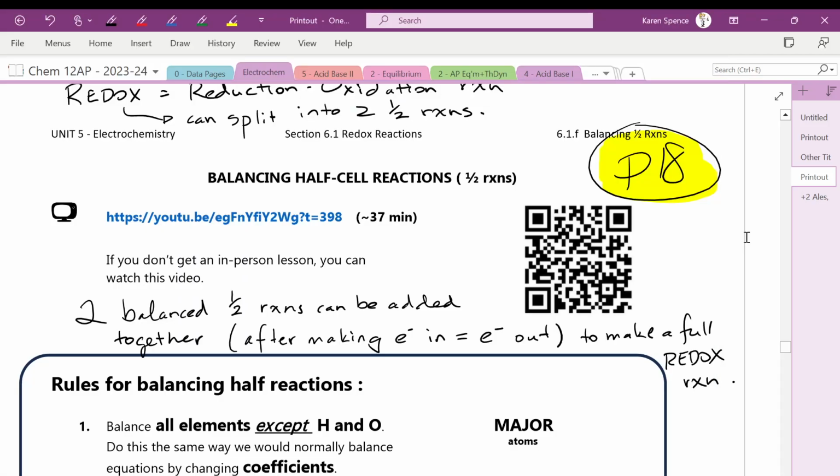Okay. So what we're going to do is look at some half reactions in isolation and practice balancing them with the rules that we're going to learn. And then we'll look at taking a full reaction, splitting it apart, balancing them, and then putting it back together. Okay? But for now, just isolated half reactions, and these are the steps.